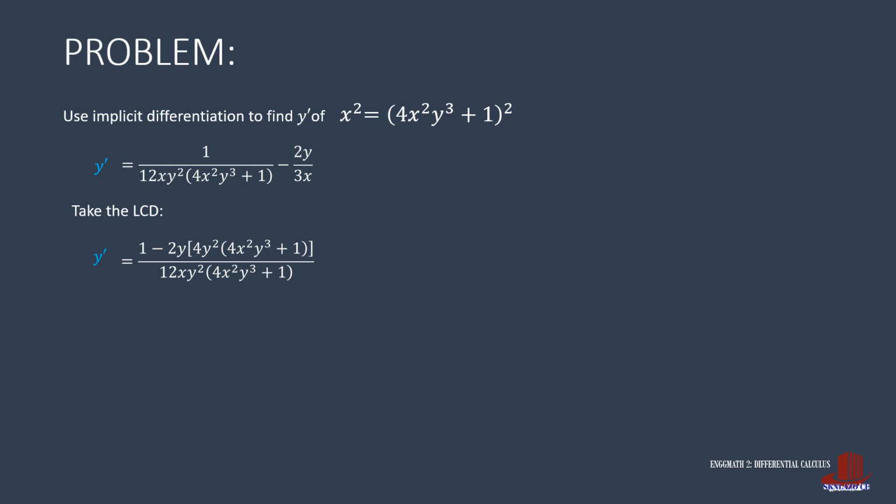Although there is limited we can do, let's combine 2y and 4y squared. So the final derivative y prime is then the fraction of 1 minus 8y cubed times 4x squared y cubed plus 1 all over 12xy squared times the quantity of 4x squared y cubed plus 1.